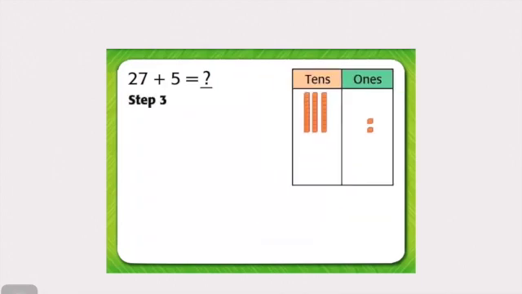Now we can write the number of 10s and 1s. How many 1s are in the 1 section? 2. How many 10s are in the 10 section? 3. 3 10s and 2 1s is 32. So 27 plus 5 equals 32.